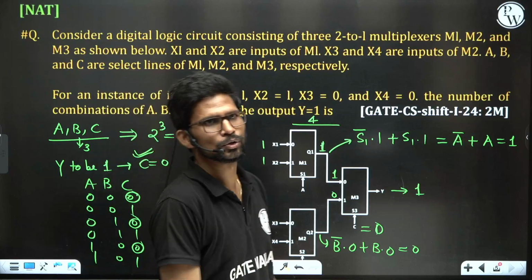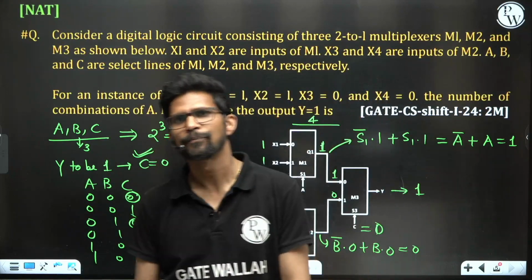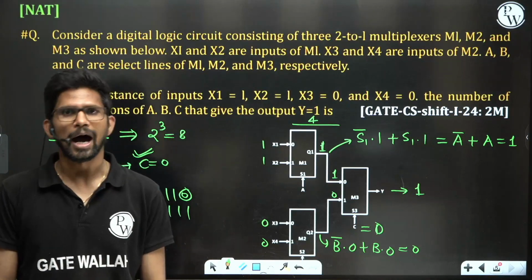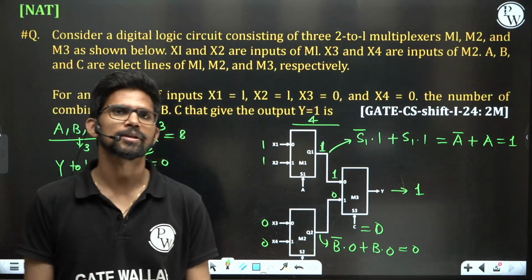Okay. So with this we have finished the discussion of digital electronics questions asked in the GATE 2024 examination in the CS branch.